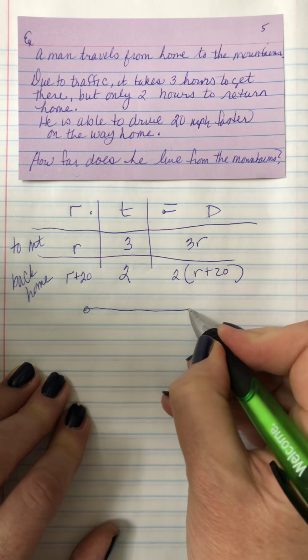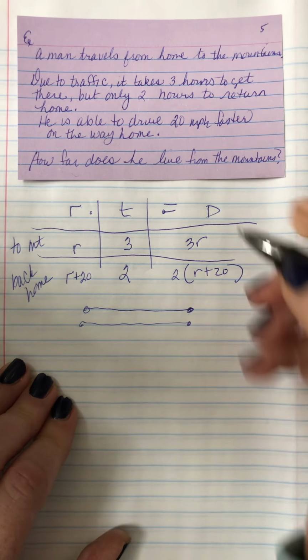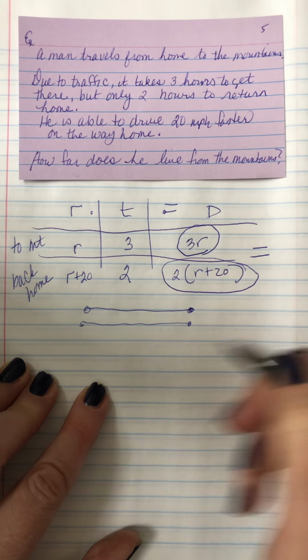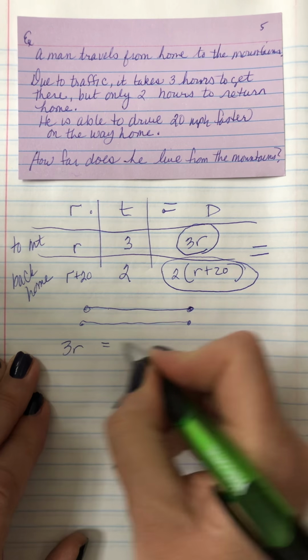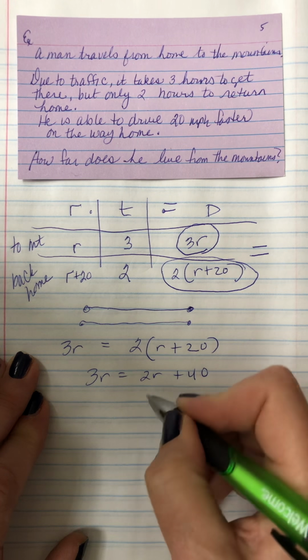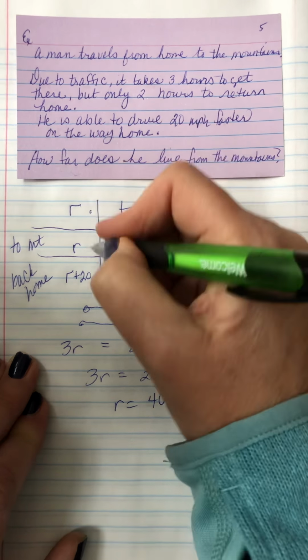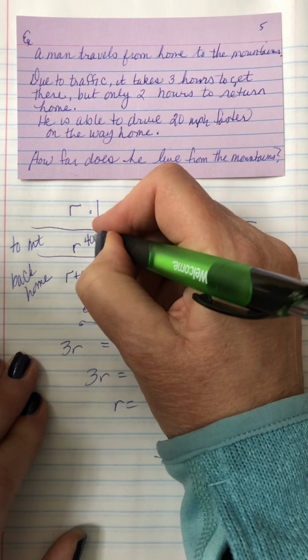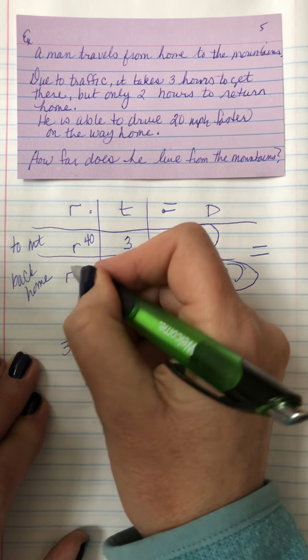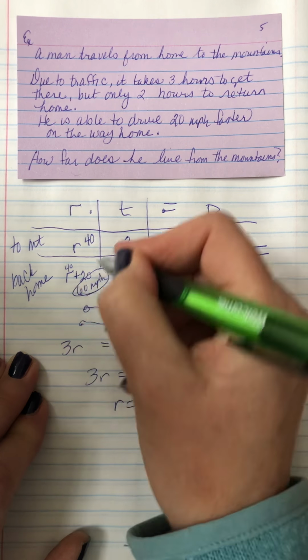Now what we know is when we drive to the mountains and we drive back home, the distances are the same. So I'm going to take this distance and set it equal to this distance. So 3R equals 2 times the quantity, R plus 20. So 3R equals 2R plus 40. And subtracting 2R from both sides, R equals 40. So my rate is 40 miles per hour driving to the mountains. 40 plus 20, I'm able to drive 60 miles per hour on the way home.